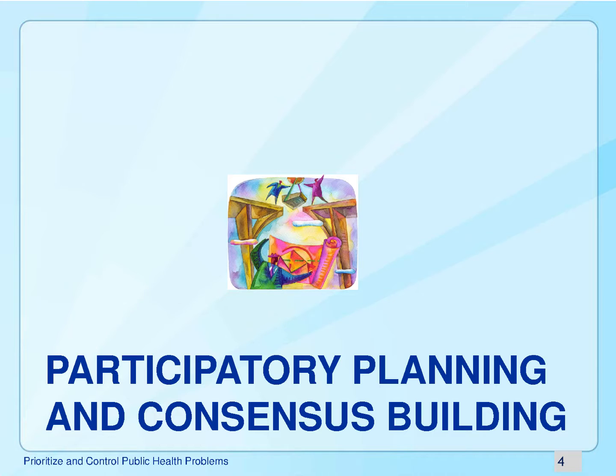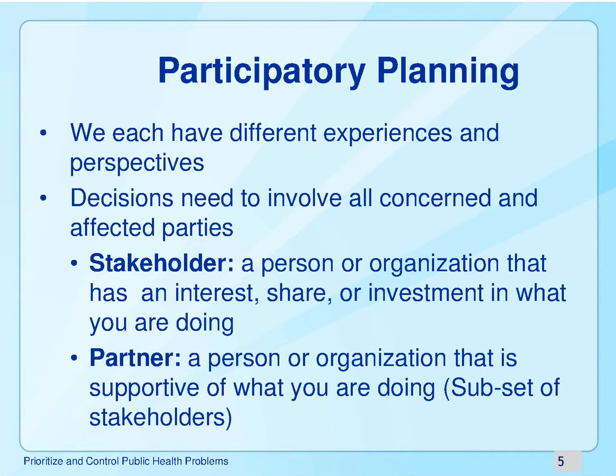So to start with, let's discuss two concepts that we will use when prioritizing public health problems. First, participatory planning, and second, consensus building. So let's start with participatory planning.